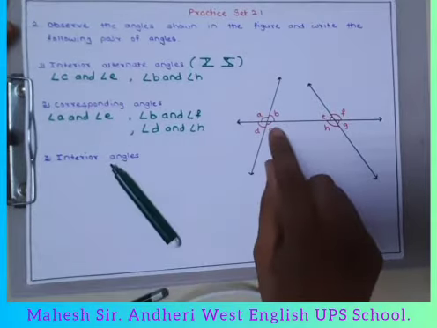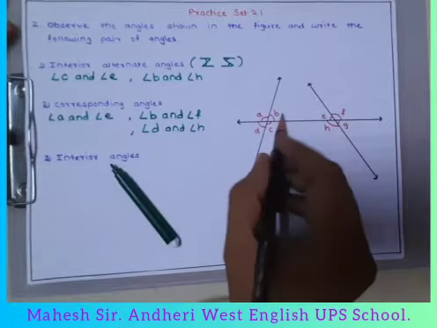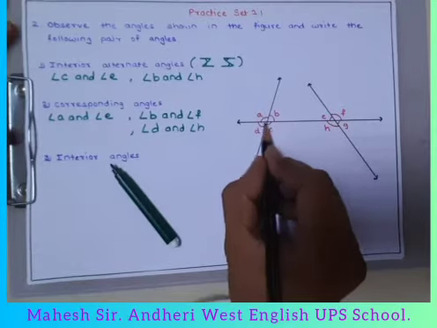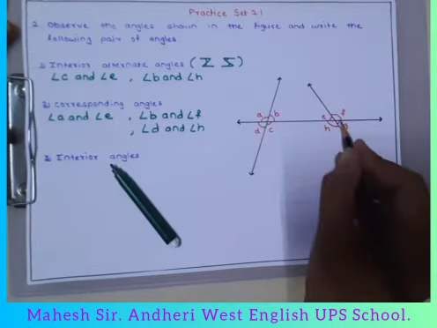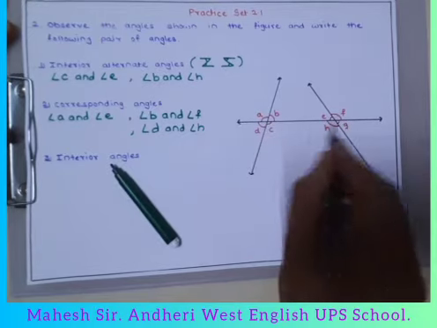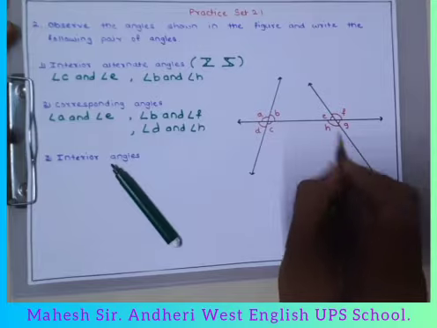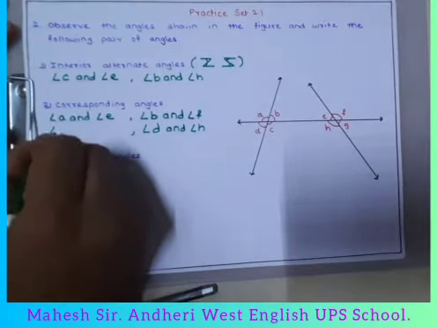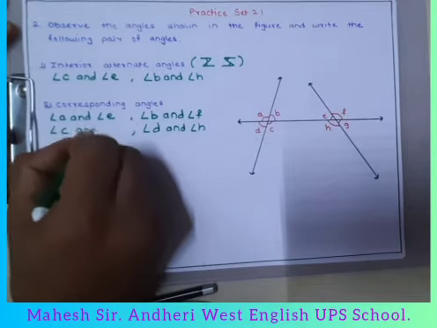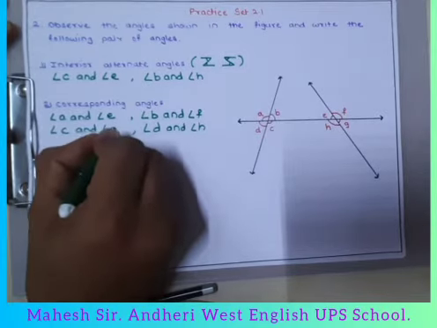Last one, that is angle C. If we consider angle C, which is right to the vertical line and below the transversal, here we can see G, that is below the transversal and right to the vertical line, right? So we can write angle C and angle G.